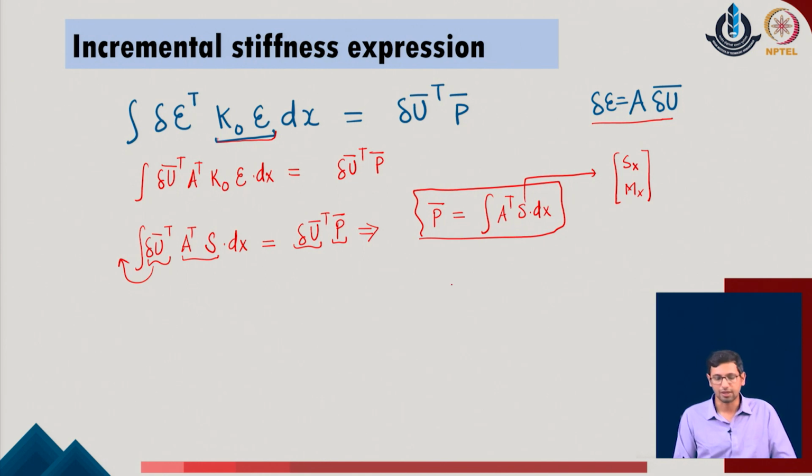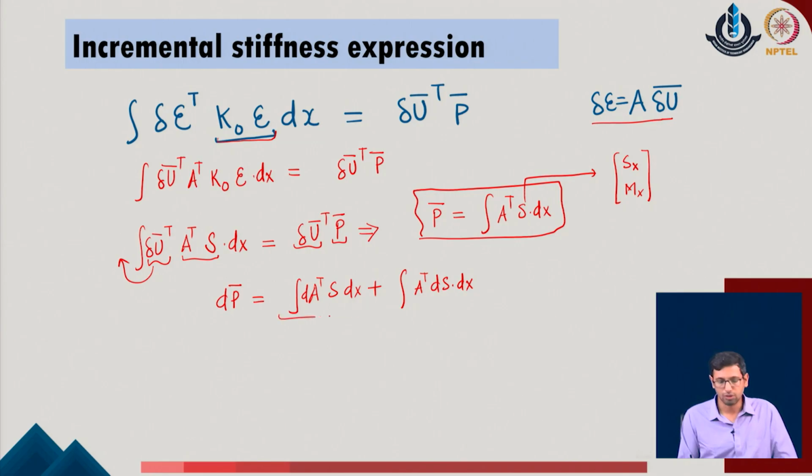So, using this idea, I can now write that any small change in the load expression can be defined as dp bar is equal to the integral change again. So, a small change in A transpose into S dx plus integral of A transpose d of S dx. So, these are the two terms which we now get in the given system. We are again doing the similar process as we did in the truss members.